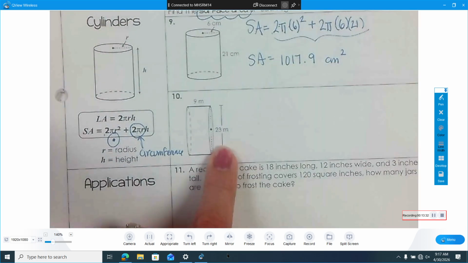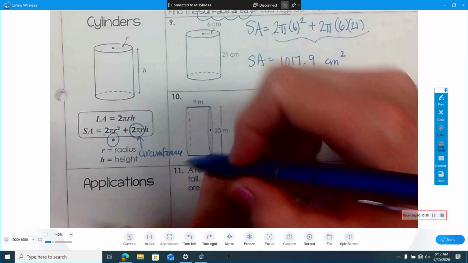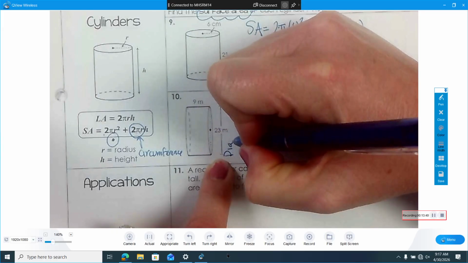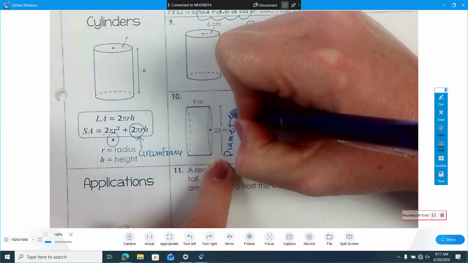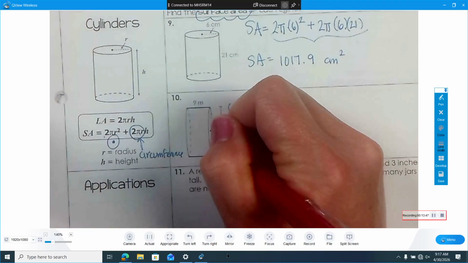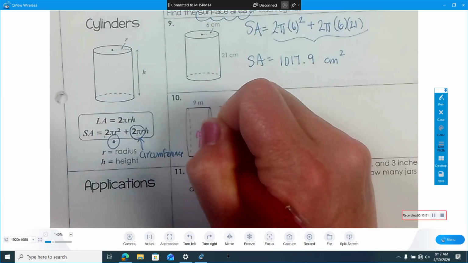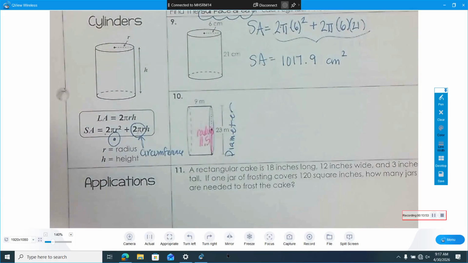All right, 23. What measure is that? Diameter. D-I-A-M-E-T-E-R. I don't want diameter. It's 11.5. Our radius is 11.5. All right. So you need to have the radius. How did we get the radius? Divide by 2. Very good.